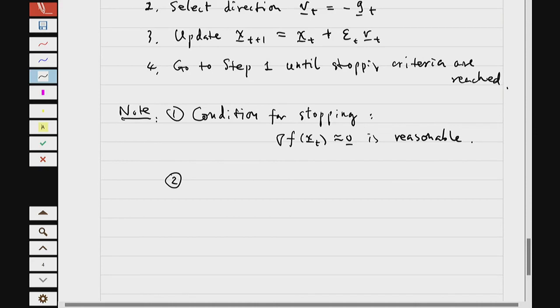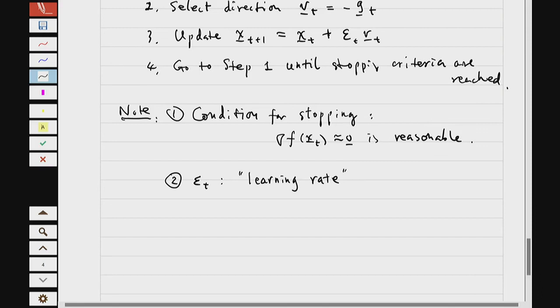And usually you just look at the norm of this gradient. If the norm is close to 0, then we know that the vector itself is close to 0. Second point is that it's on t. It's time varying. It has a well-known name called the learning rate when you apply this method to machine learning. Normally it's called the step size, but we also call it the learning rate.